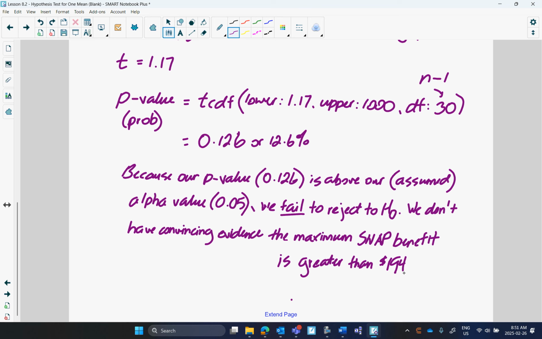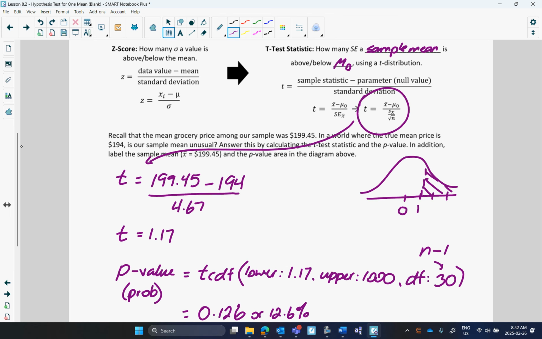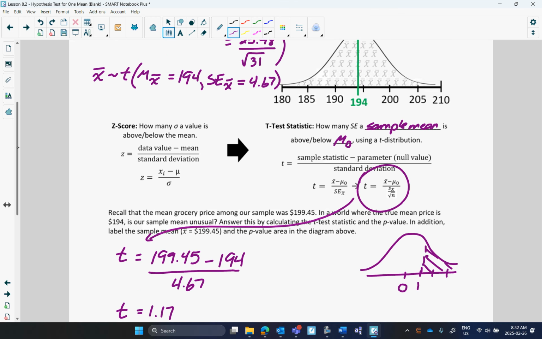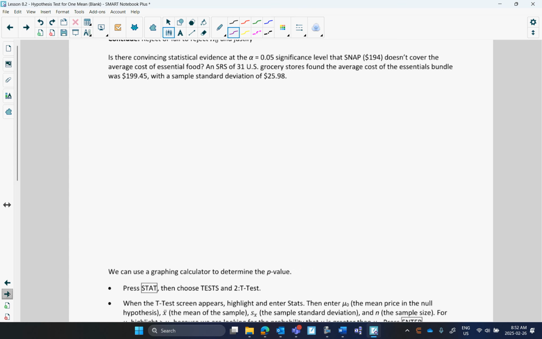I mean, you're still using a graphing calculator. But for proportions, for hypothesis tests, you use normal CDF. For hypothesis tests for means, you do TCDF. But again, there's a quicker way where our graphing calculator will do all of this for us from the top here. So let's revisit the question and do the four-step process.